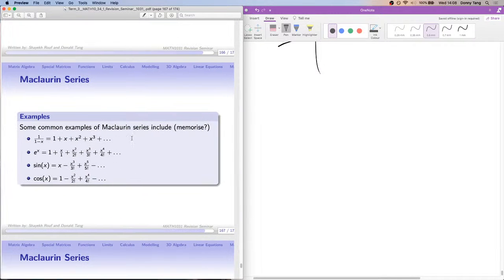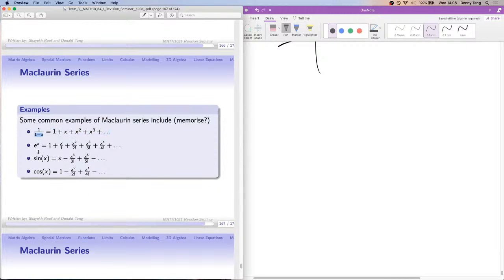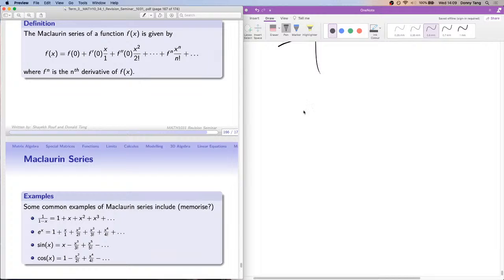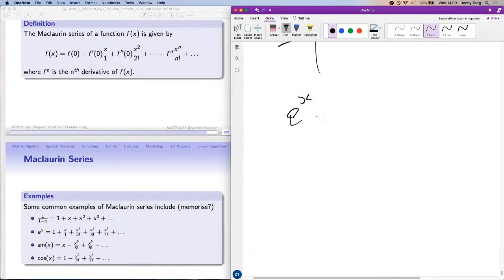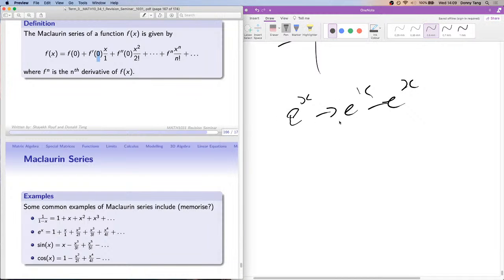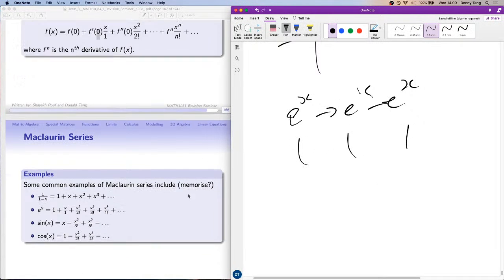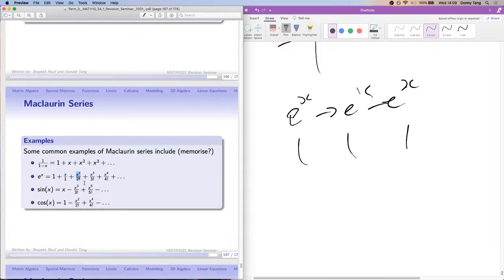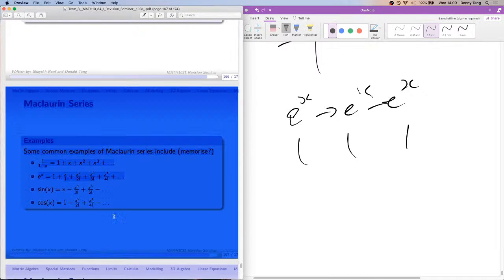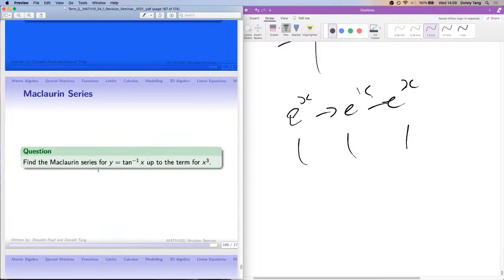So some common examples of Maclaurin series include this one, 1 on 1 minus x, which is just 1 plus x plus x squared, and so on. Then e to the power of x, which is this, except the constant in front is always 1. That makes sense, because when you differentiate e to the power of x, it just becomes e to the power of x, like so, right? And then when you sub in 0, it's just going to be 1, 1, 1, 1. So it's just going to be 1 times x, 1 times x squared, 1 times x cubed, and so on. And then, yeah, sine and cosine.